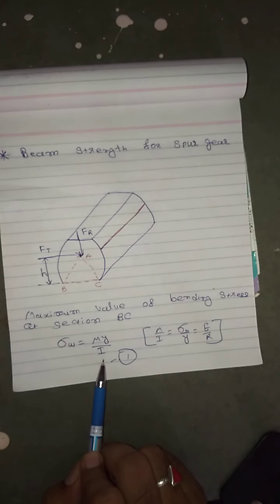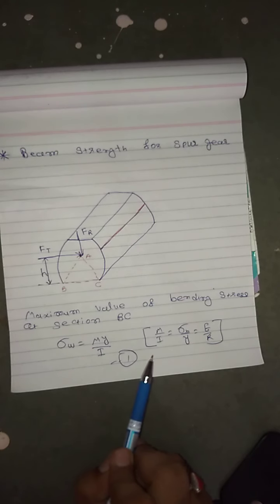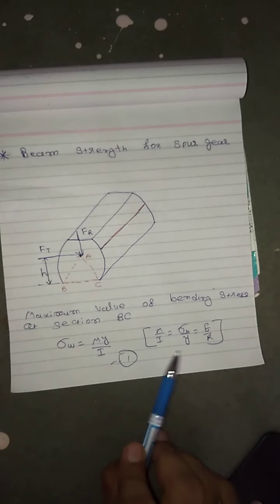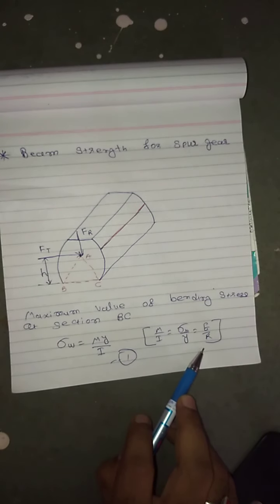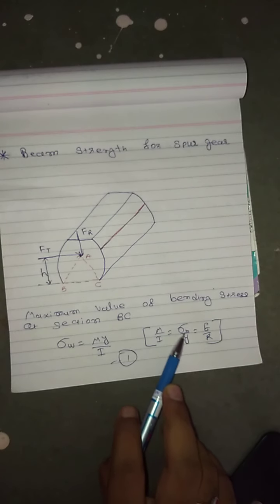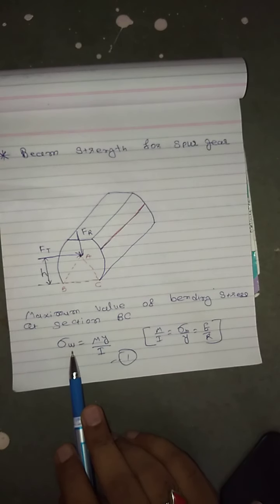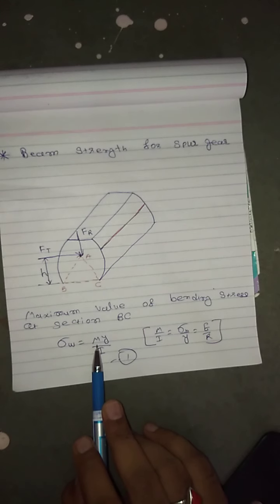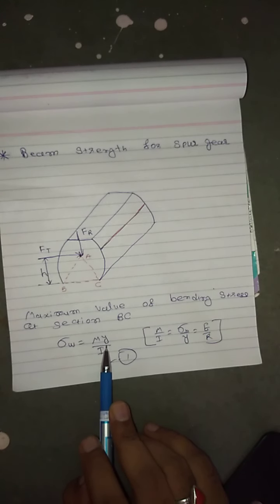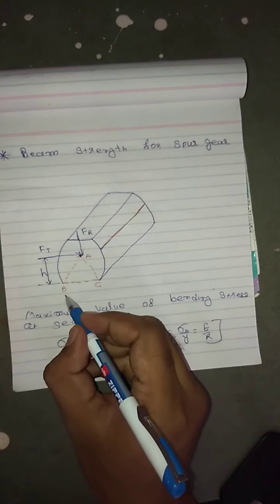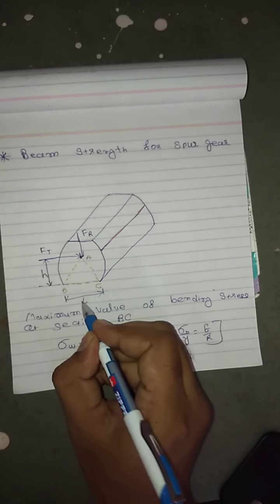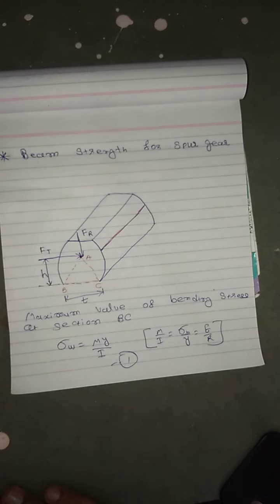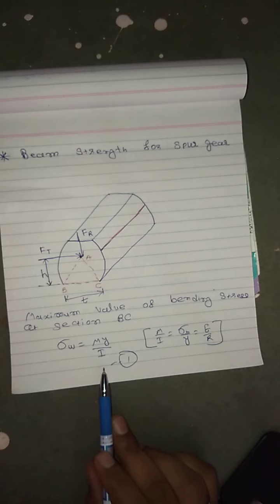This equation comes from the flexure formula, which is M upon I is equal to sigma b upon y is equal to E upon R. So from this equation we can get this equation. Here M is the moment, y is the distance from the center, the thickness of the gear tooth is t, and I is the moment of inertia.